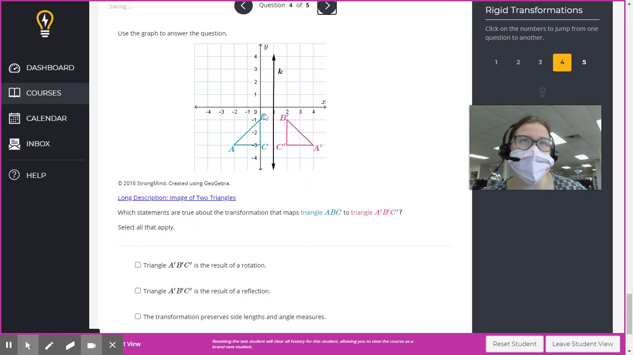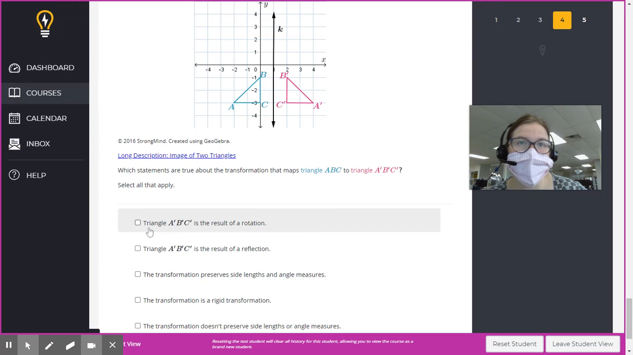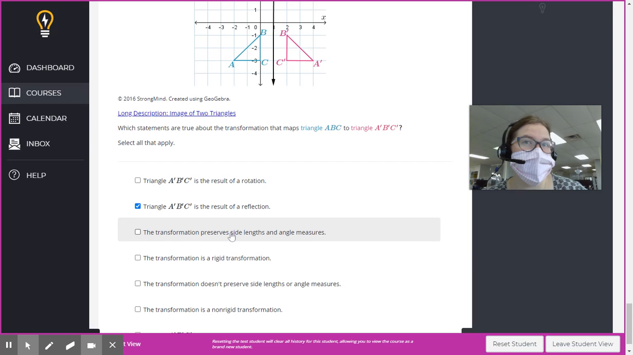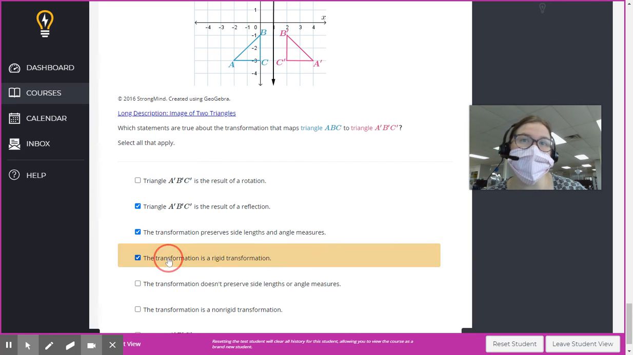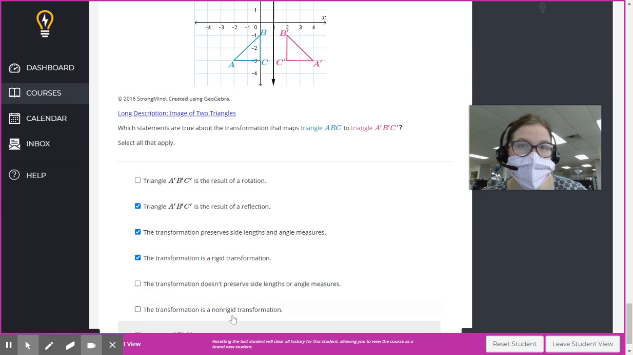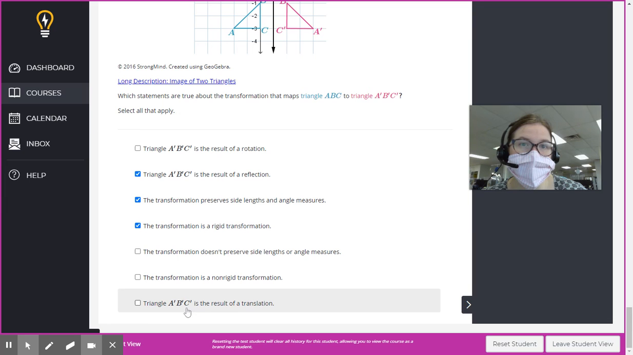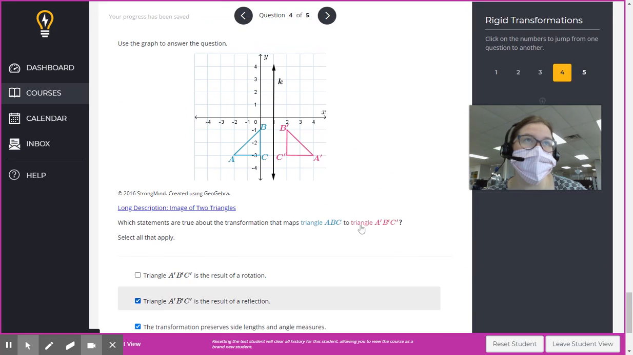Next one. What happened here? How did you get from blue to red? I'd say it's a reflection. So a reflection, and then it preserved side lengths, and it was a rigid transformation. So all those three things stayed the same. If it doesn't, it's a non-rigid result. So is it a result of a translation? Nope, it was a result of a reflection. So reflection preserves side lengths and angle measures, and that is what rigid transformation means. So three things were answered on that one.